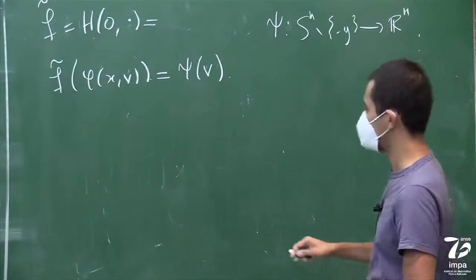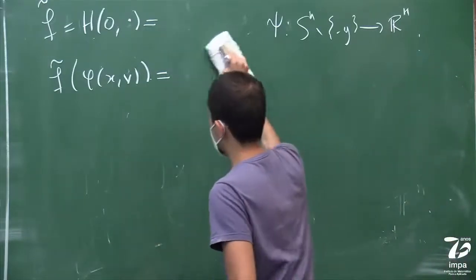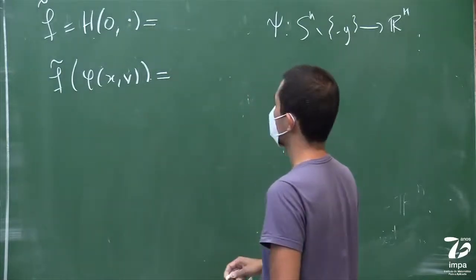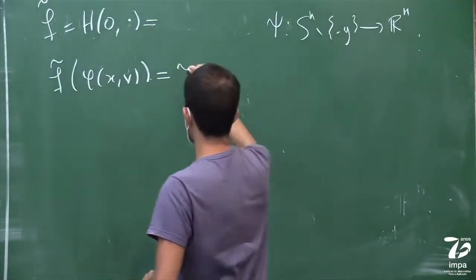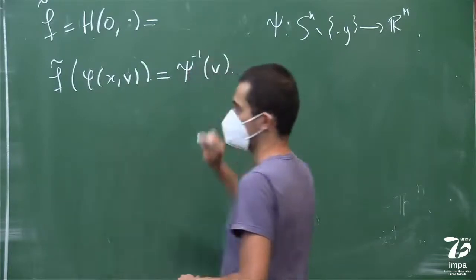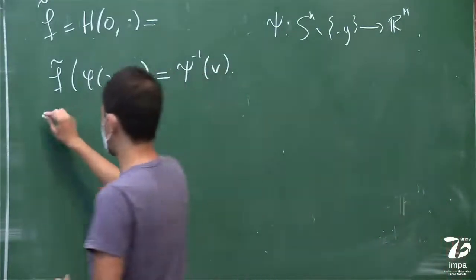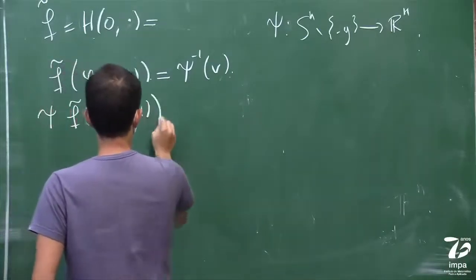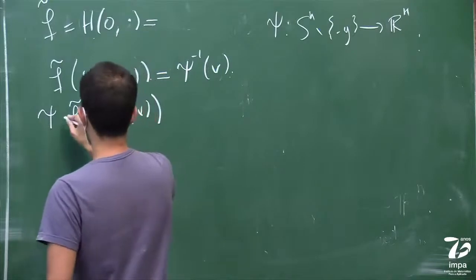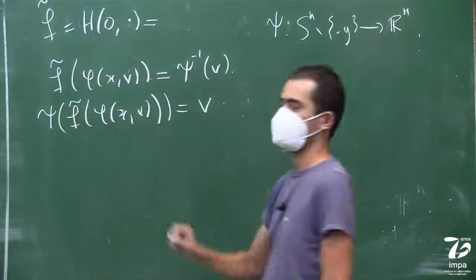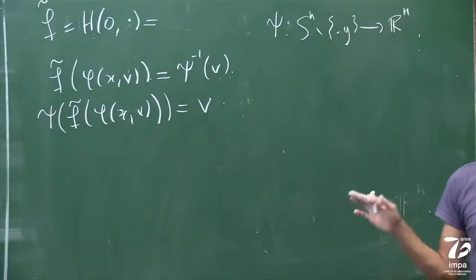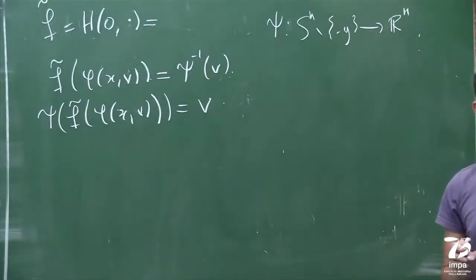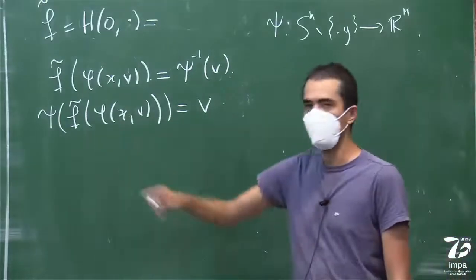No, that's wrong. It's psi inverse of v. So there we go. That means that after looking at the stereographic projection, I actually have just equal to v. So it's what I was trying to say earlier: this map is just looking at Rn right in there. Okay, so I have this property for f tilde.